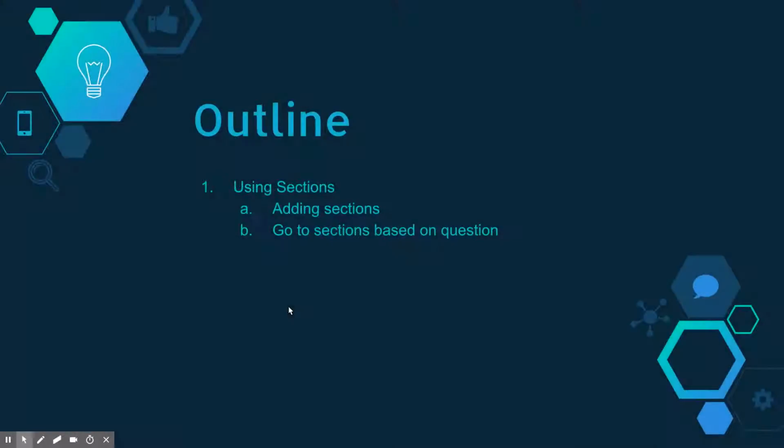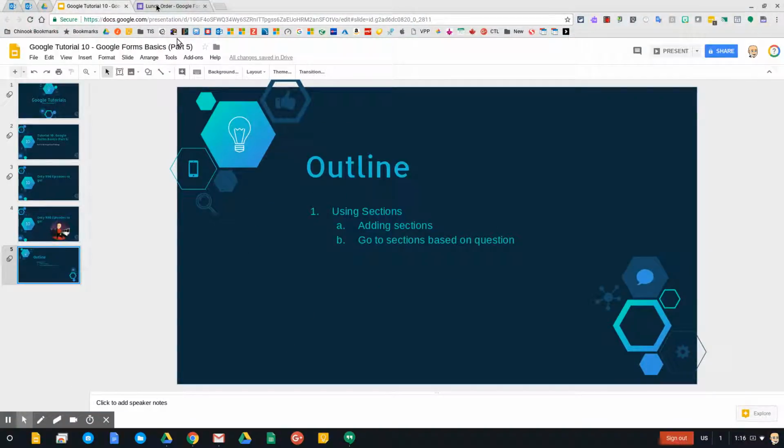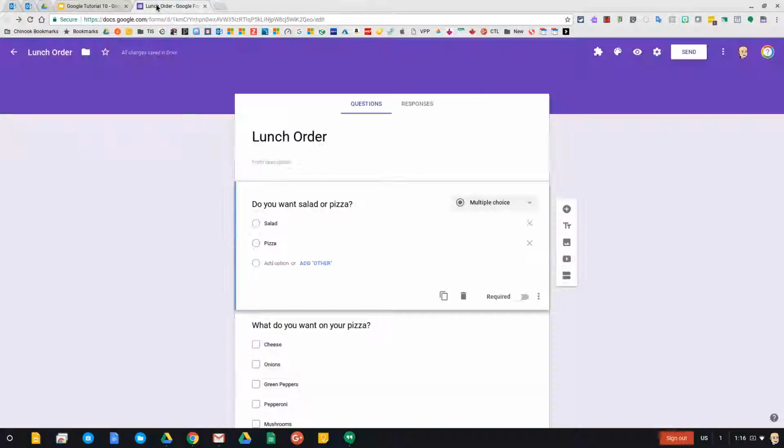All right, well, let's get into this. Today, we're going to be looking at sections, and this is our outline. Very, very simple. We're just going to get straight into sections: how to add sections, how to go to sections based on questions. Essentially, sections are really one of those more advanced features. You may never have to use them. But if you want to make a really advanced form, you need to use sections.